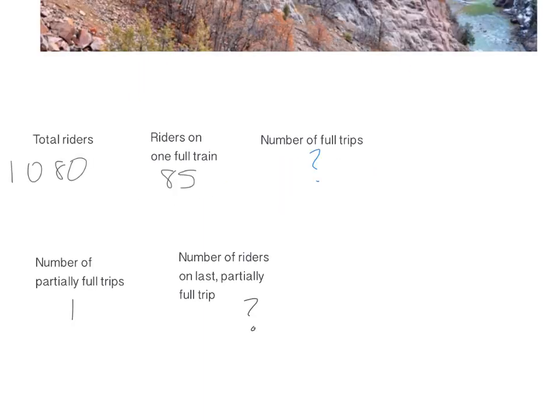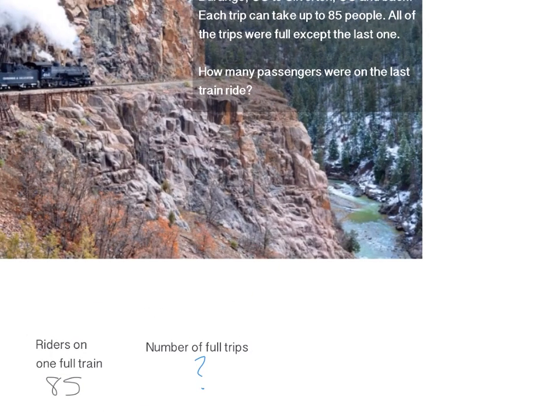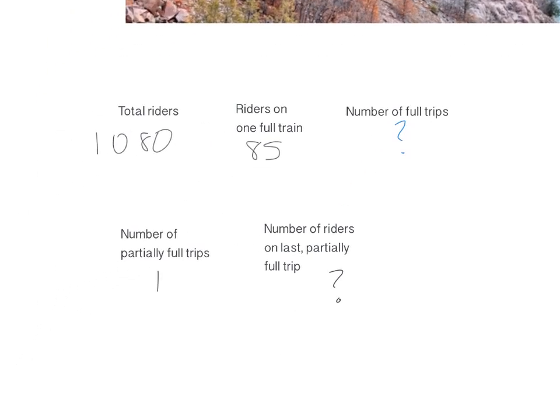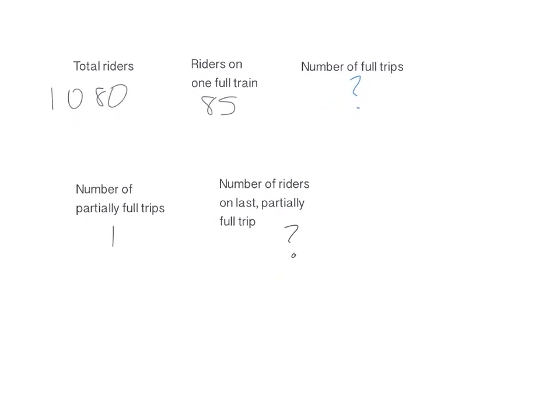All right, and that's really the final thing. They said how many passengers were on the last train ride. Okay, so we also don't know this, but getting this will help us get to this. This is really our final question. So how can we figure this out?